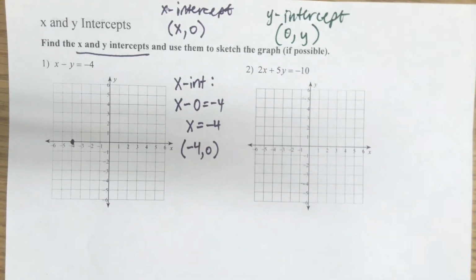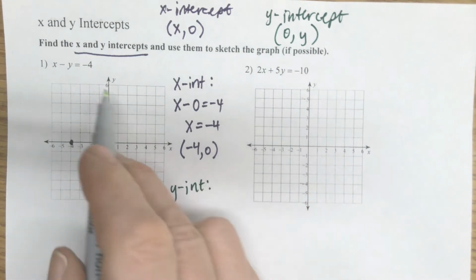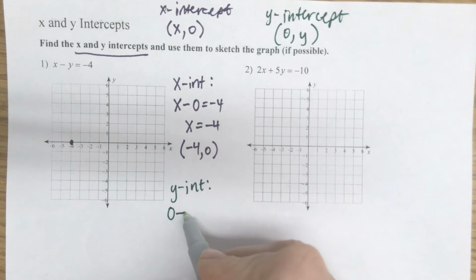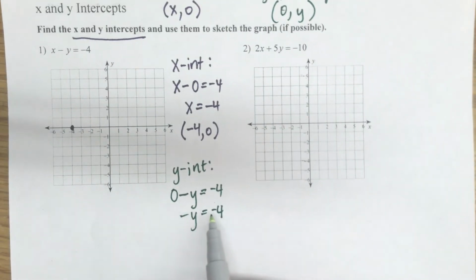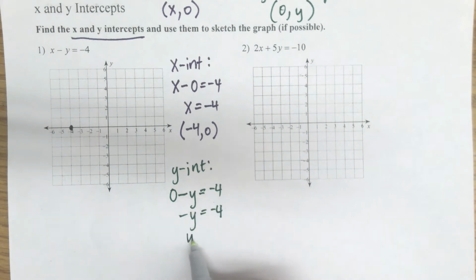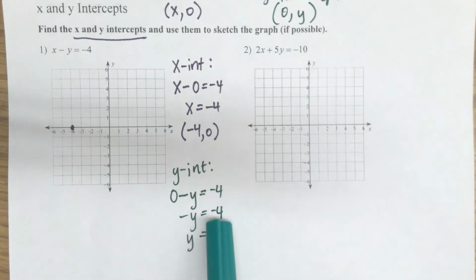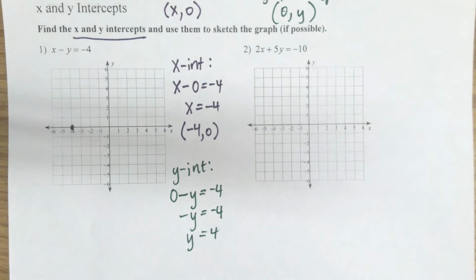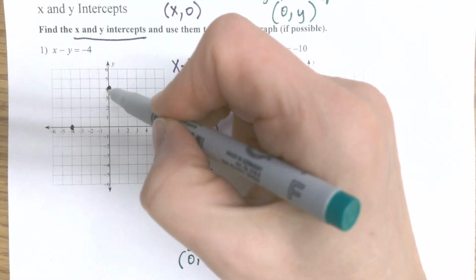Now for the y-intercept, that's when the x part of it is 0. So I go up here and I replace the x with 0. X minus y equals negative 4, or negative y equals negative 4. And when I have negative y equals negative 4, I can get rid of that by just taking the opposite of everything, or multiplying by negative 1, or dividing both sides by negative 1. That's one way that people look at it, but really I can just change the signs on both sides. And so that's the point 0 comma 4. And so on the y-axis, 0 comma 4 is another point.